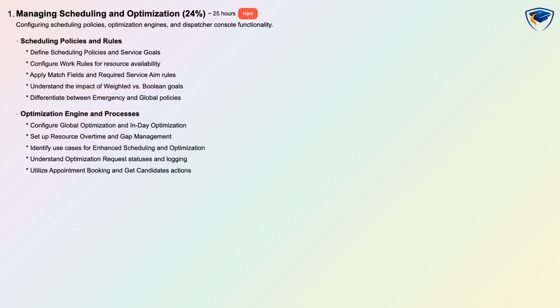Managing scheduling and optimization is 24% of the exam, rated hard, and estimated at 25 hours with scenario-based assessment. You will learn to configure scheduling policies and service goals, set work rules for resource availability, and apply match fields and required service aim rules while understanding weighted versus Boolean goals and emergency or global policies.